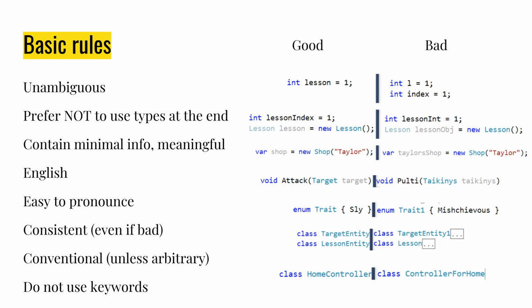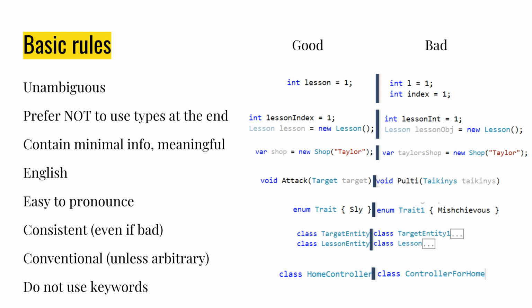Imagine that your team has a tendency to write a suffix to all models, to all business entities, with entity. So even though it's not the best practice, you should stick to it and you should say target entity instead of just target, because that's how your team did it. Stay consistent on the level of a team even though it's against conventions.